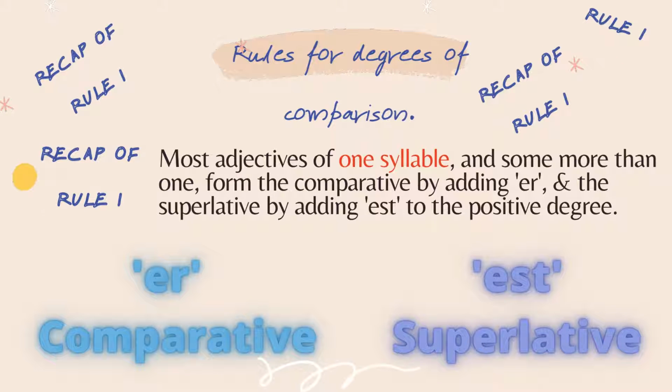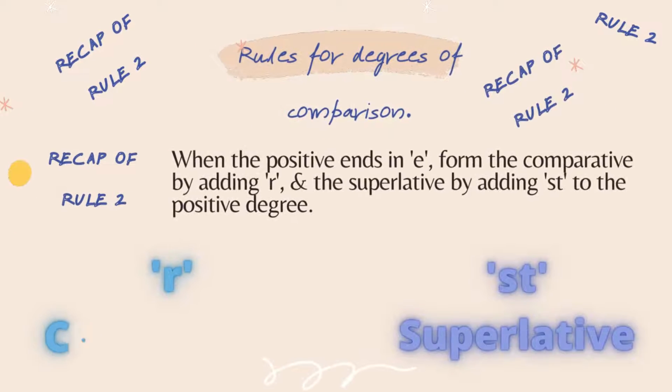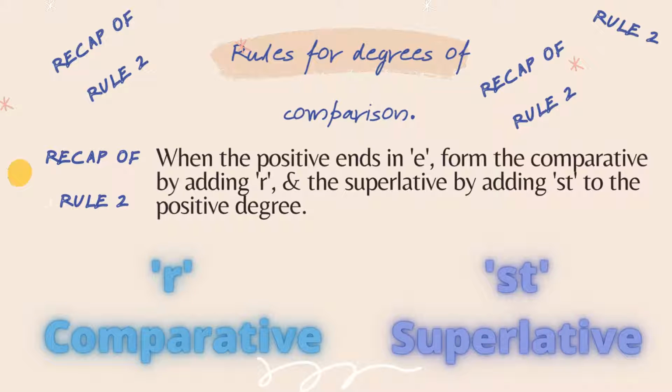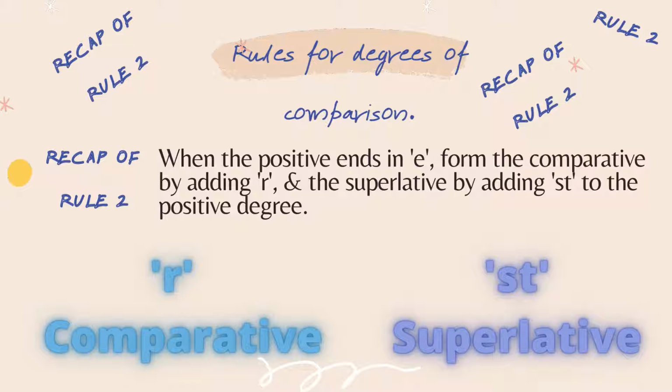Before going into Rule 6, we'll have a quick recap from Rule 1 to Rule 5. Rule number 1 is for one-syllable words like kind, smart, which make a single sound when pronounced. For those words, you should add ER to form the comparative and EST to form the superlative. Rule number 2 is when the positive ends in E. Large, L-A-R-G-E. Form the comparative by adding R, larger, and ST to form the superlative: large, larger, and largest.